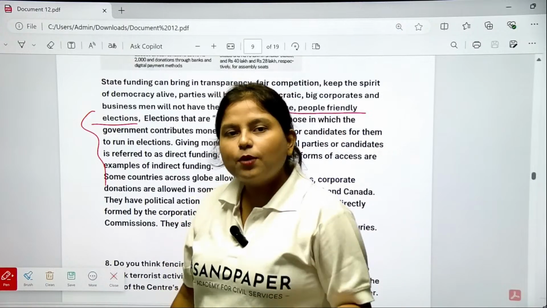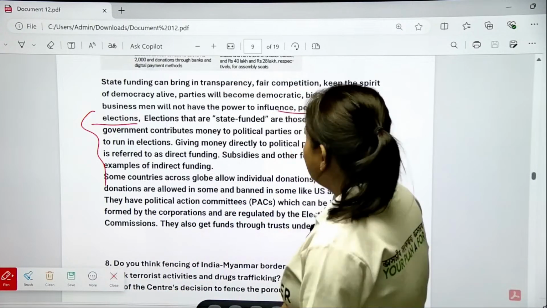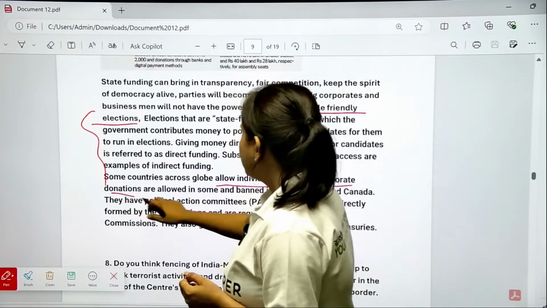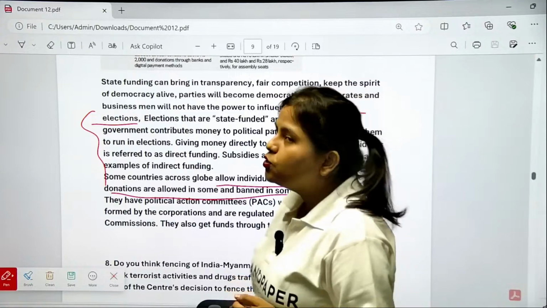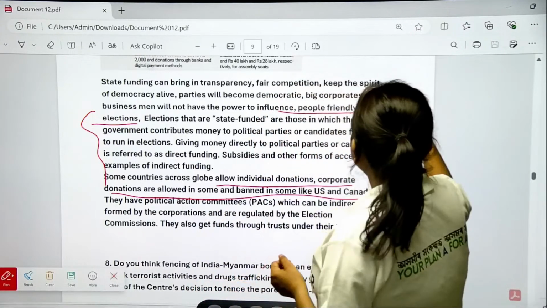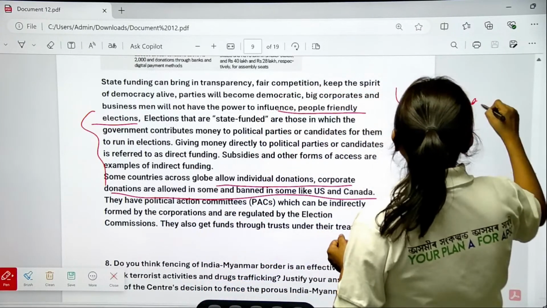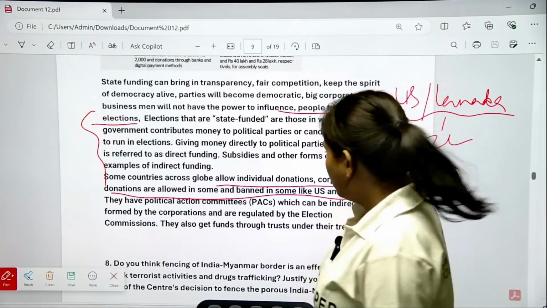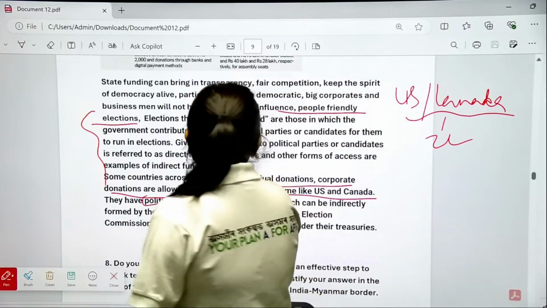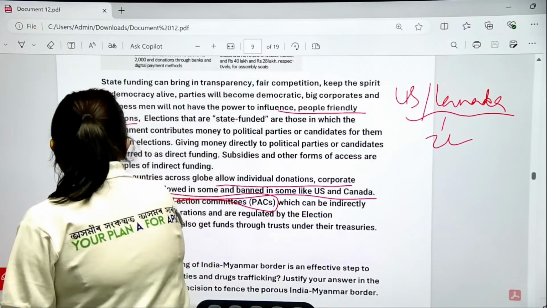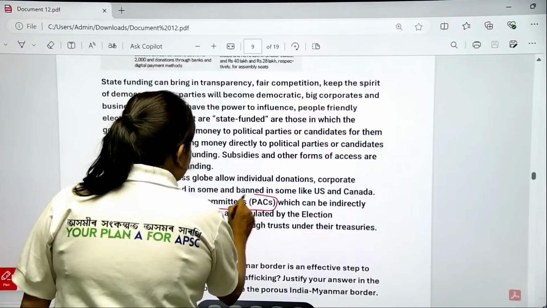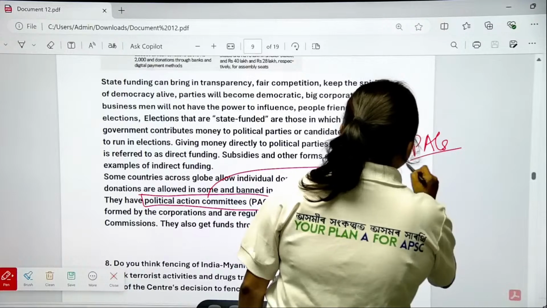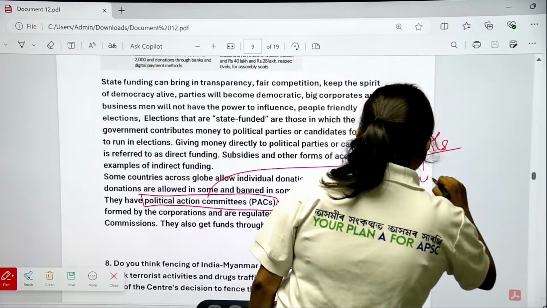Aro eta bostu add korise ki bahirot ki hoy, ha? Some countries across globe allow individual donations. Corporate donations are allowed in some and banned in some countries like US and Canada. মানে US আৰু কেনেডাৰ নিচিনা কান্ট্ৰি বিলাকে ডাইৰেক্টলি পয়সা নলয়, লাইক ইলেক্ট্ৰাল বন্ডছ অন যেনেকা আছে হেনেকে ডাইৰেক্টলি পয়সা নলয়. They form political action committees, আৰু হে political action committee বিলাকে কি কৰে, ফান্ড ৰেজিং কৰে. They form PACs, political actions committees, and they do fundraising.